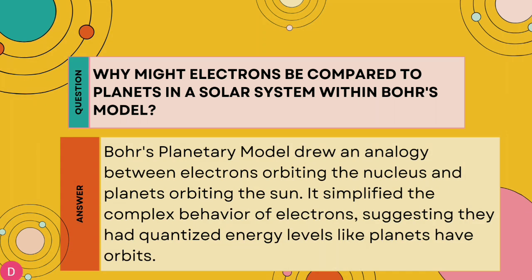The question was, why might electrons be compared to planets in a solar system within Bohr's model? The answer is, Bohr's planetary model drew an analogy between electrons orbiting the nucleus and planets orbiting the sun. It simplified the complex behavior of electrons, suggesting they had quantized energy levels like planets have orbits.